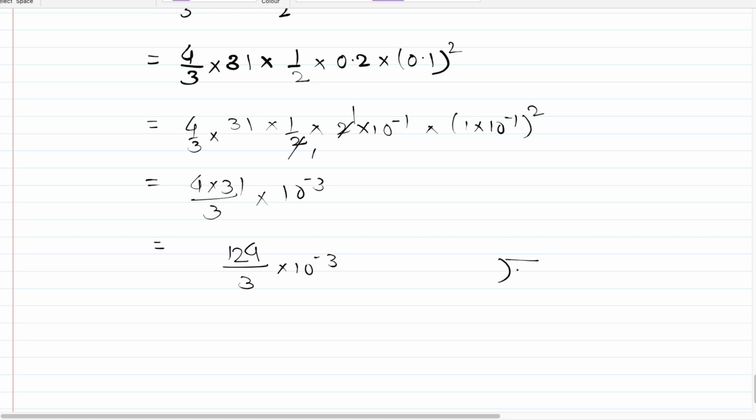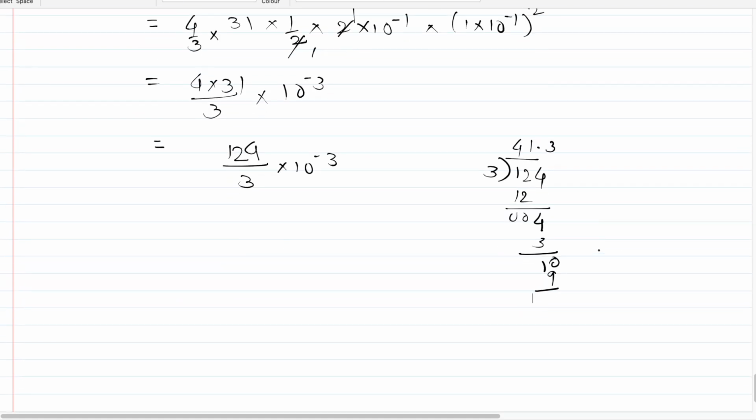After division we will find out the answer. 3 4 is 12, 3 1 is 3, and so on. This will be the recurring 3 3 3 3. So the answer will be 41.3333 into 10 to the power minus 3.